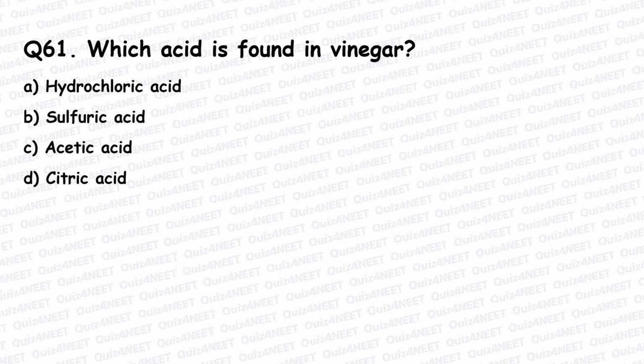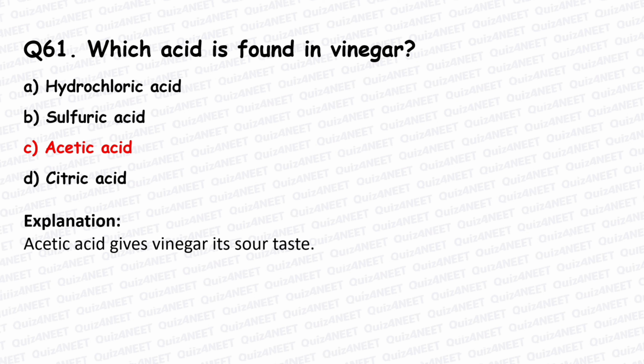Q61. Which acid is found in vinegar? A. Hydrochloric acid, B. Sulfuric acid, C. Acetic acid, D. Citric acid. C, acetic acid. Acetic acid gives vinegar its sour taste.